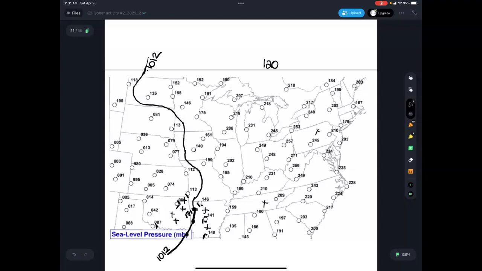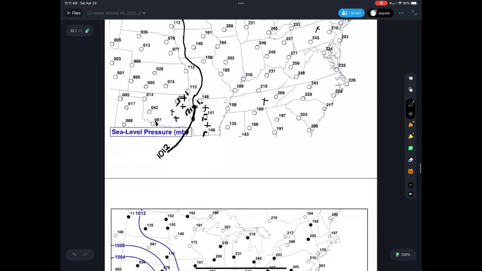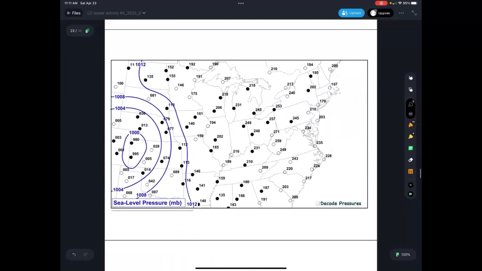Now, there could be a 1012 on the other side of the map. So when you are drawing isobars, they can occur in different locations. Just keep that in mind, that it's not one isobar per map. So that's our 1012 millibars. Okay, so let's go on to the next one. Again, the computer is going to draw it much more precisely than we are when we're estimating.